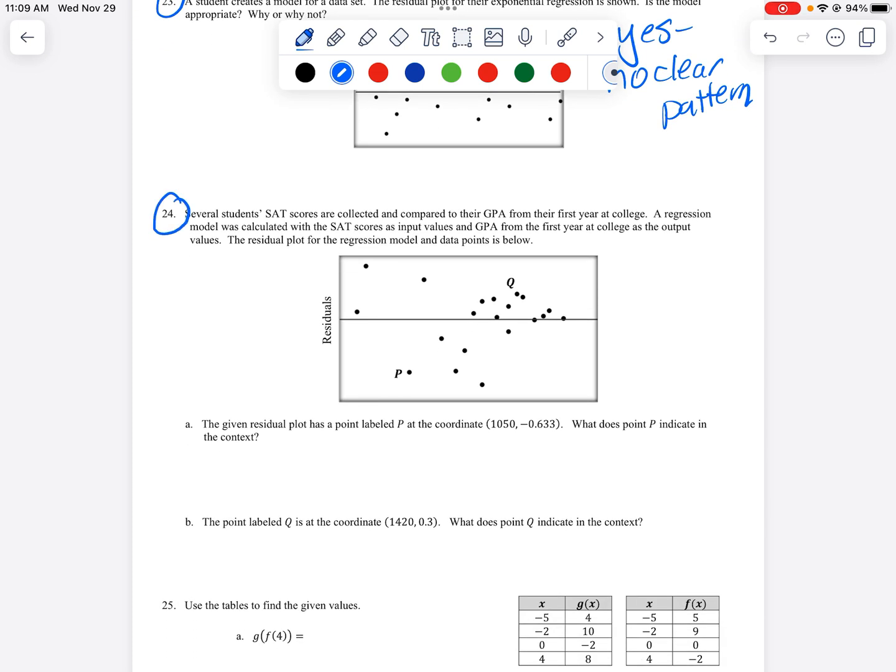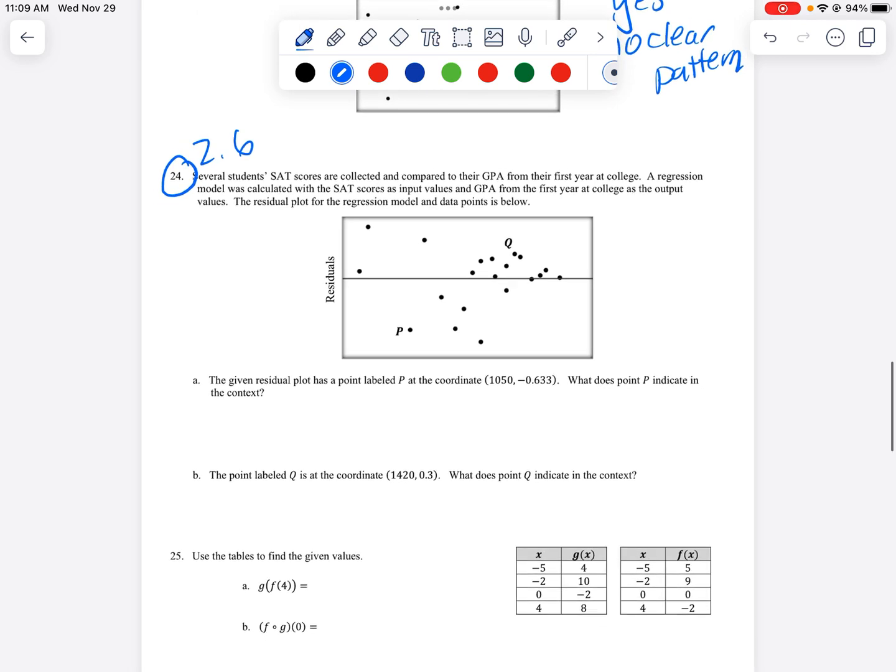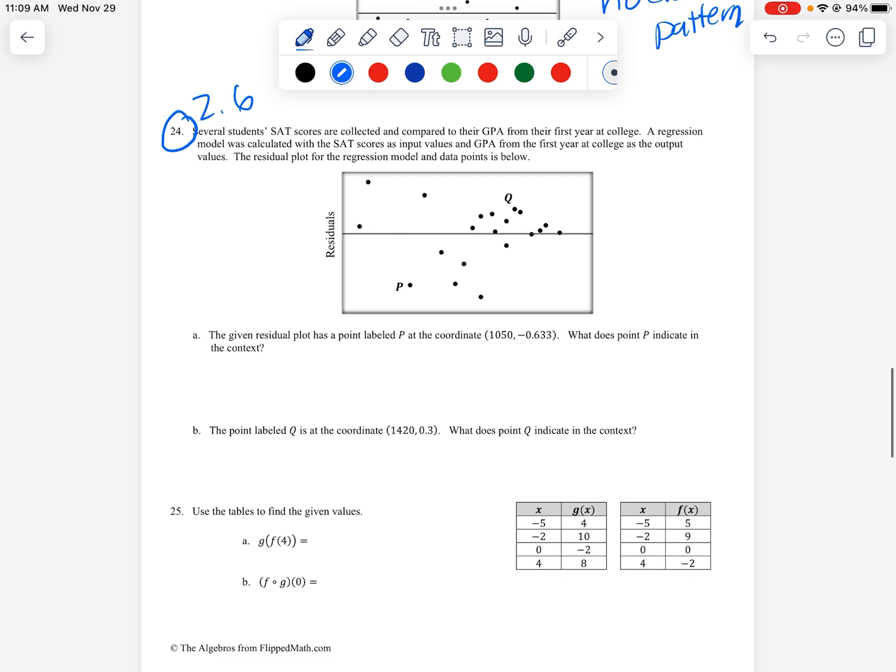This is also that extra credit for 2.6. And again, I'm going to ask that you watch 2.6 to answer these. It is an overestimate of 0.6333. And what does point Q occur? Because it's above the x-axis, it is an underestimate of 0.3.